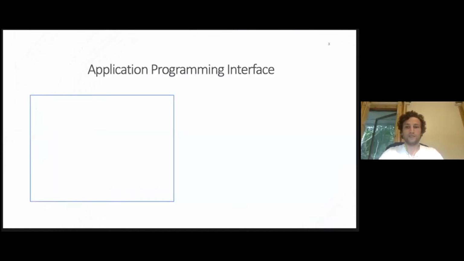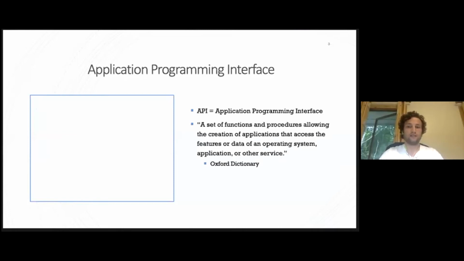And this idea of interfacing is baked right into the name. API stands for Application Programming Interface. And here's the Oxford Dictionary definition of it, which I think is a bit obtuse, but it basically means that something, an API, helps two very different systems talk to and interface with one another.